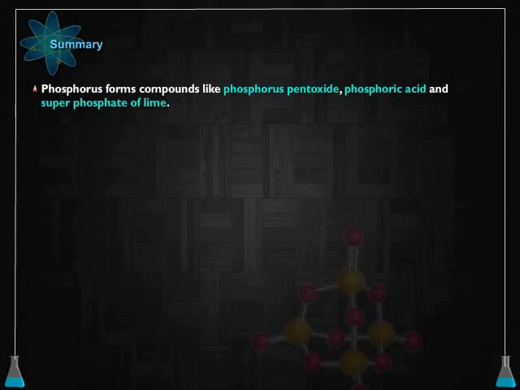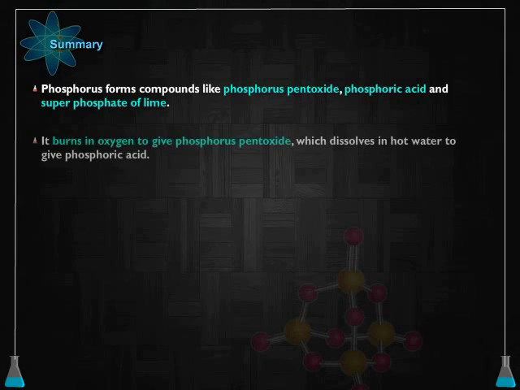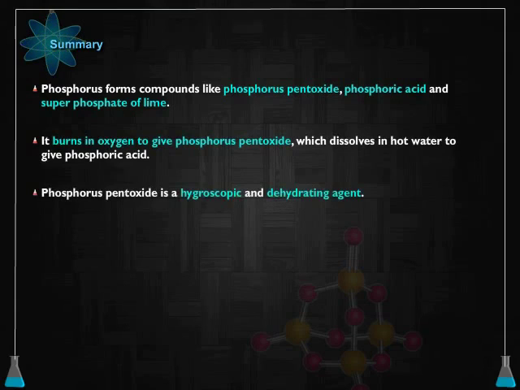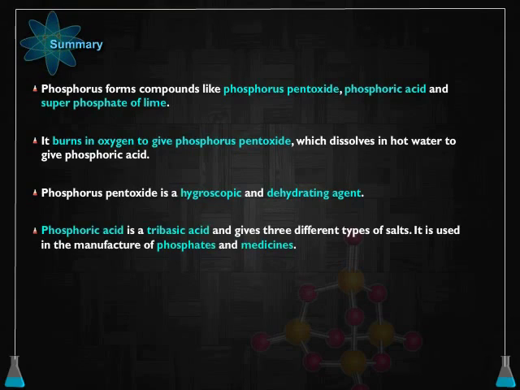Phosphorus forms compounds like phosphorus pentoxide, phosphoric acid, and superphosphate of lime. It burns in oxygen to give phosphorus pentoxide, which dissolves in hot water to give phosphoric acid. Phosphorus pentoxide is a hygroscopic and dehydrating agent. Phosphoric acid is a tribasic acid and gives 3 different types of salts. It is used in the manufacture of phosphates and medicines.